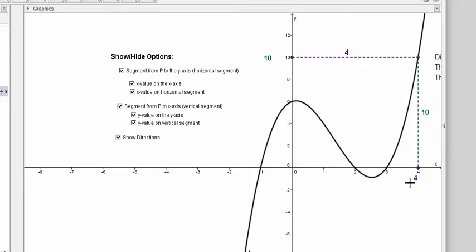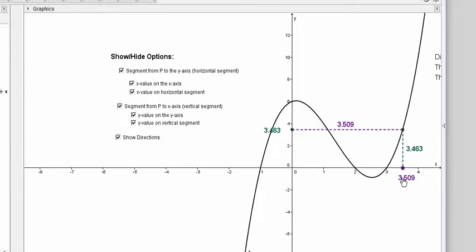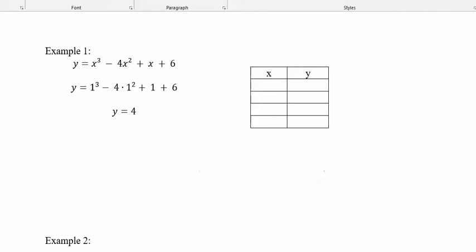Now there's 3 very important points on this particular graph where the function value is 0. It occurs here at 3. It occurs at 2. And finally, it occurs at x equals negative 1. So let's see how this works in a table.